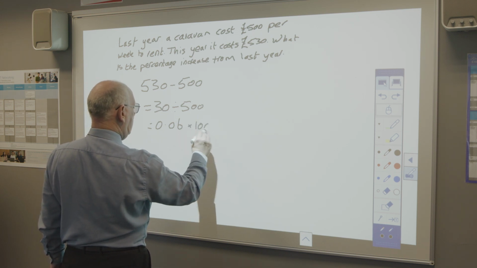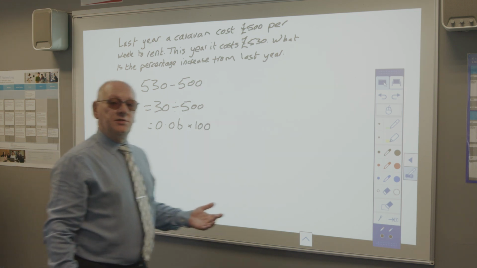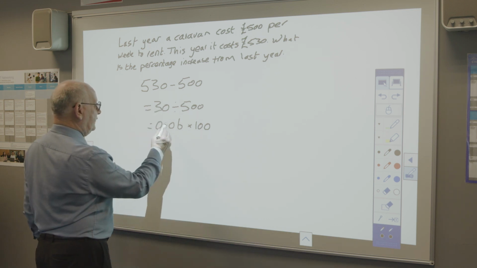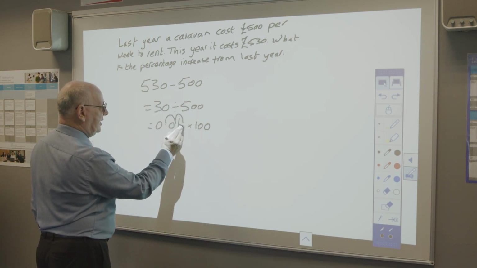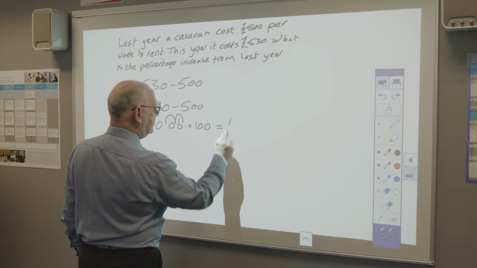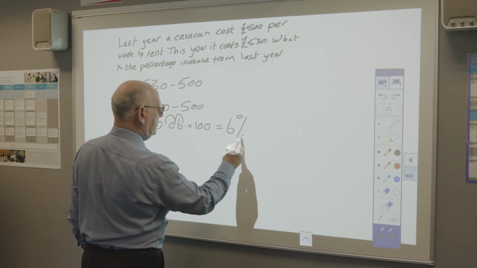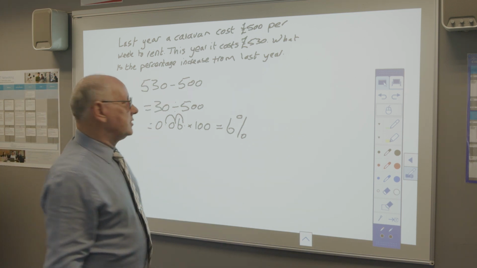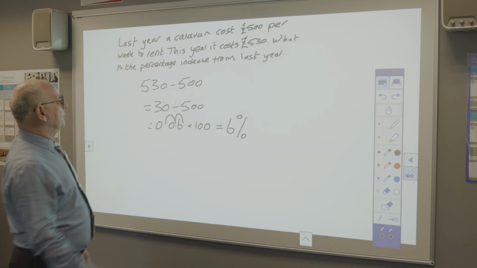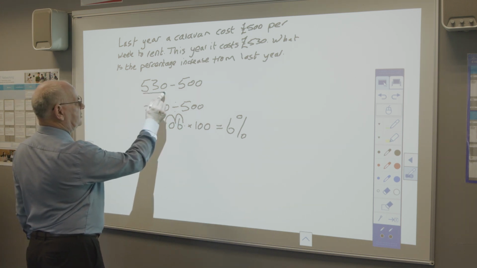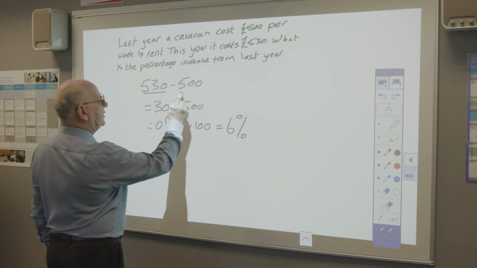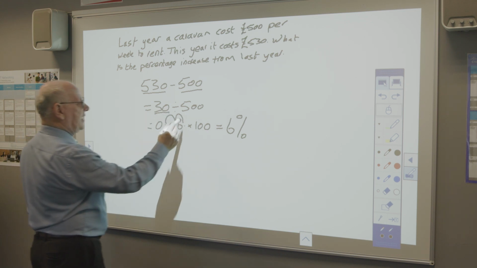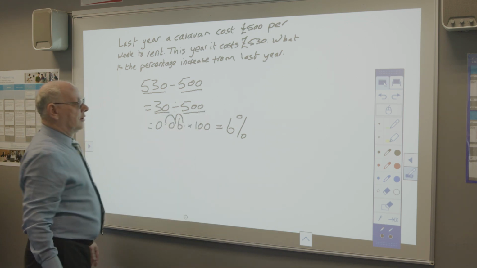times 100. Remember from the percentages video, timesing by 100 when it's a decimal is easy. Move the decimal point twice, it ends up there as a whole number, 6%. And that's percentage increase. Quite simple. You take the new price, you subtract the old price, which will give you that. You divide that by the old price.